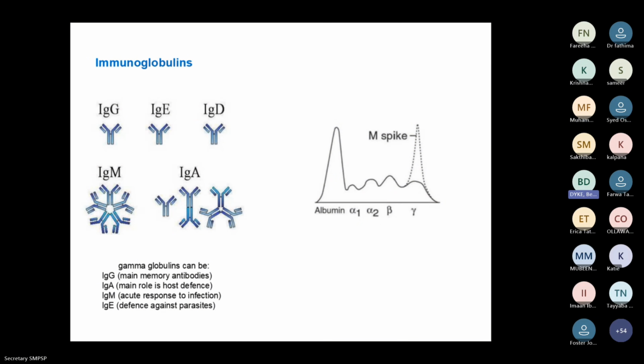So when I say gamma globulinemia, the picture on the right is a protein electrophoresis strip where proteins are separated on the basis of charge and size. And gamma comes from the fact that there are alpha, beta, and gamma sections, and the gamma globulins are where the antibodies are. That's IgG, which are your memory cells, IgA, which is host defense in the gut and the skin, IgM, which is the acute response to infection, and IgE, or the allergic antibodies, which are defense against parasites.